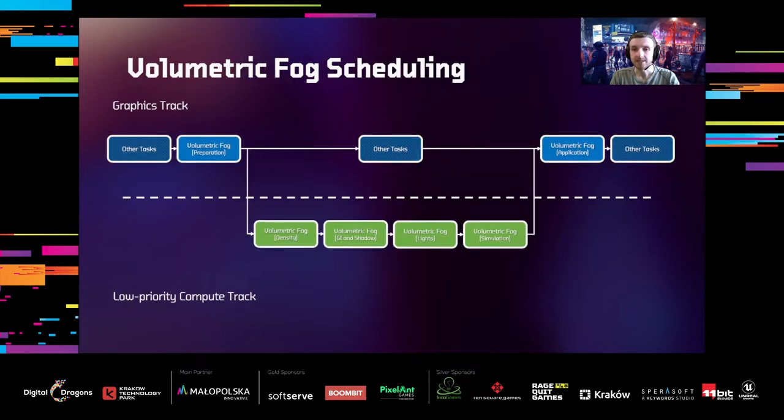Volumetric fog system is yet another user of a low priority compute track. It's used to run most of the volumetric fog simulation and lighting integration. Compute tracks are used to execute density volume injection for camera aligned fog cells. It's also used to evaluate volumetric shadows and GI contribution to evaluate direct lighting, and finally to integrate lighting. Volumetric fog system is synchronized back on graphics track by the time it must be applied in the main lighting buffer.